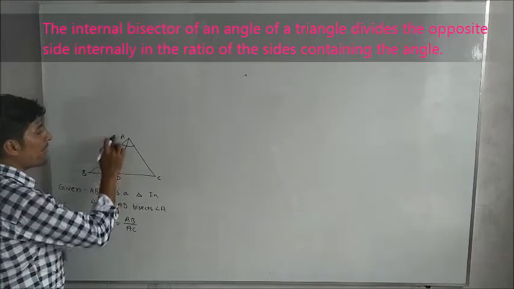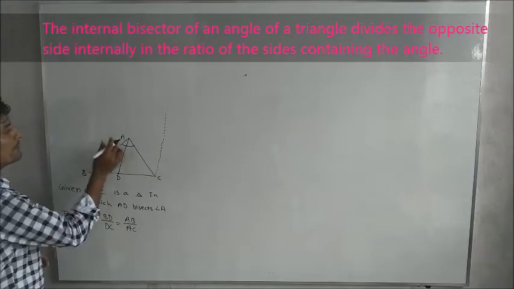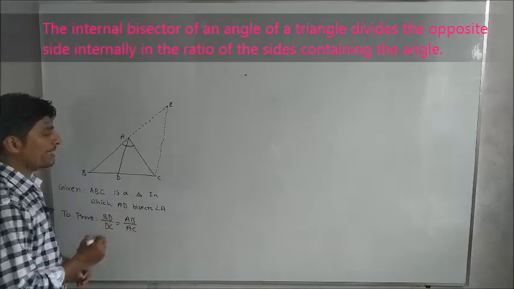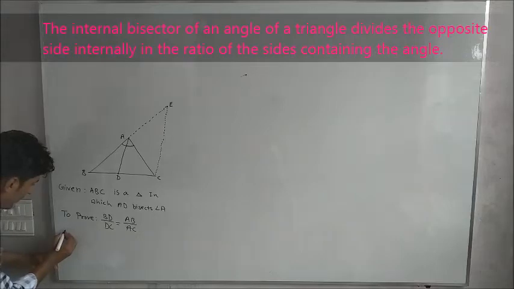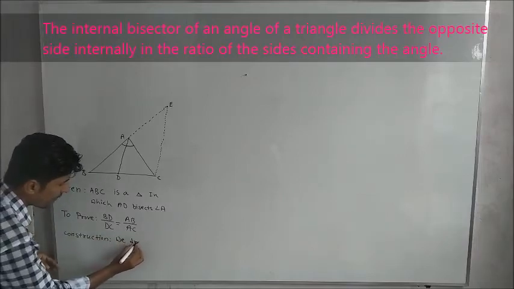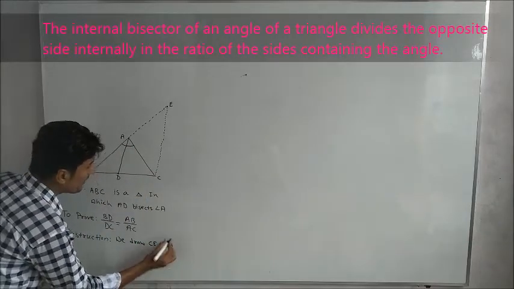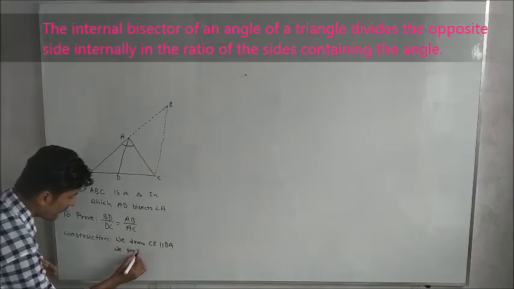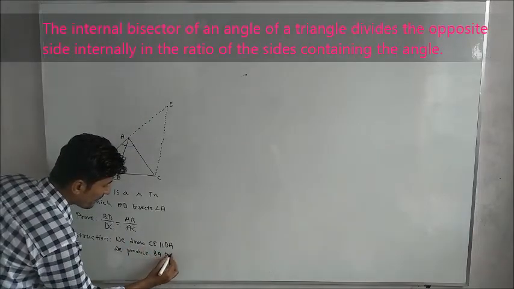We will draw a line parallel to DA, and then we have to produce BA till point E. So in construction, we write: we draw CE parallel to DA. Then we produce BA to E.